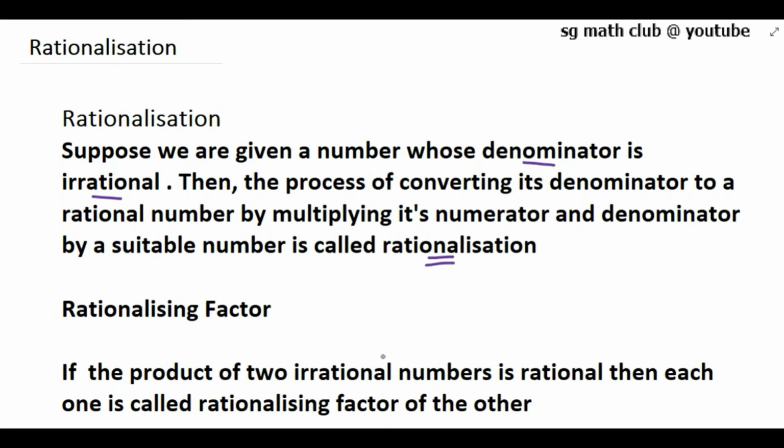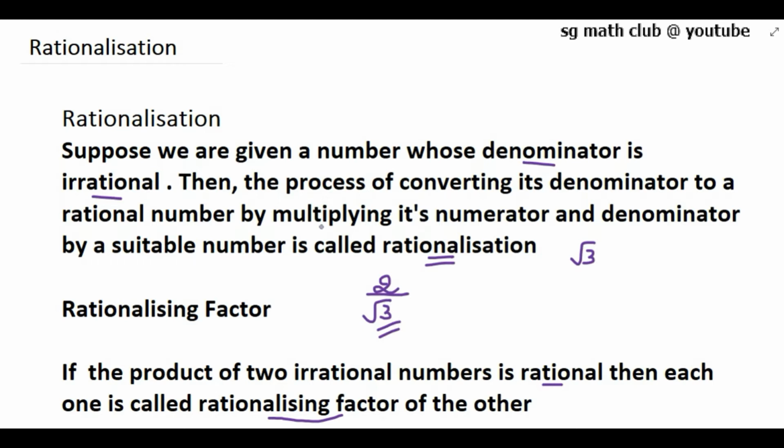And if the product of two irrational numbers is rational, then each one is called the rationalizing factor of the other. For example, we know that root 3 is an irrational number. Root 3, root 2, root 5, all these are irrational numbers. Now I am going to write 2 by root 3. Here the denominator is an irrational number. So we are given the number 2 by root 3, and the denominator root 3 is irrational.